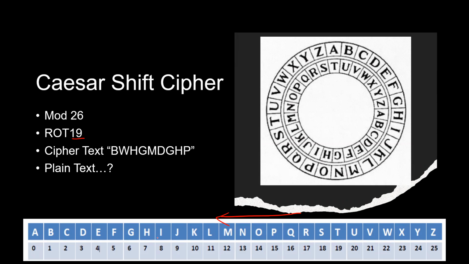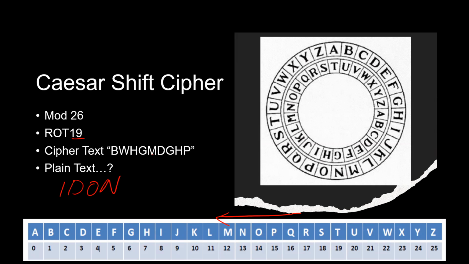15, 16, 17, 18, 19. So first one is I, W. So at least 22 minus 19, 3, D. H wraps around, 7 minus that, that's 0, that's O, and G, so one more, so N.